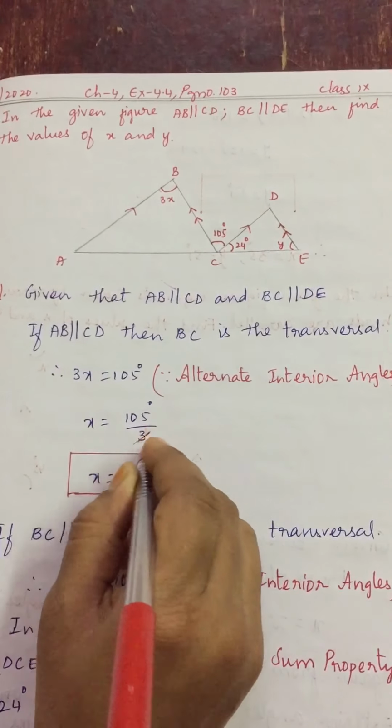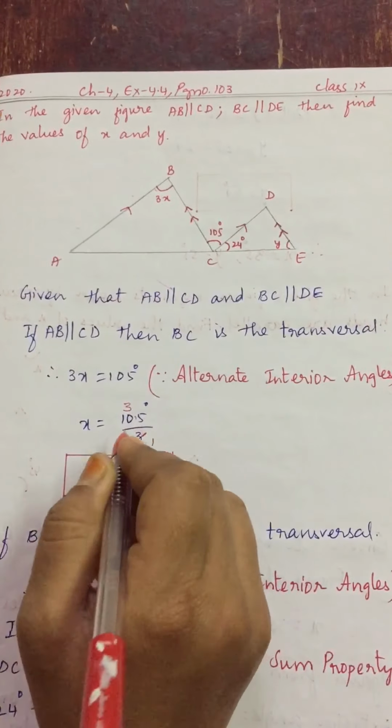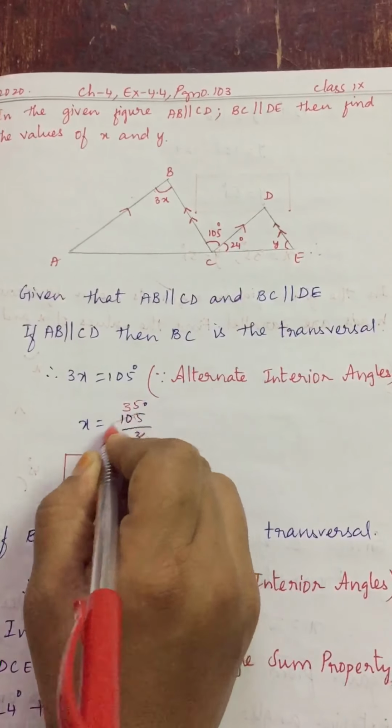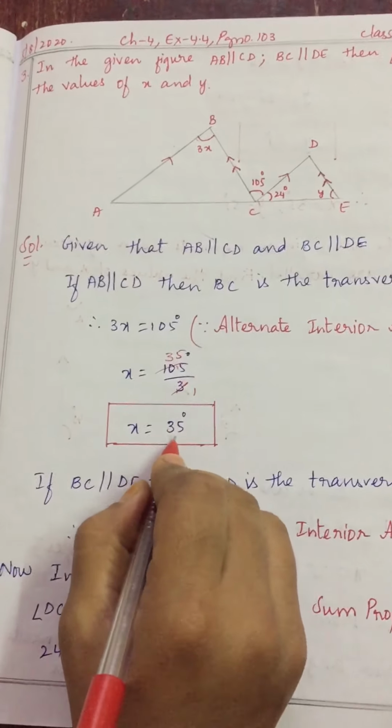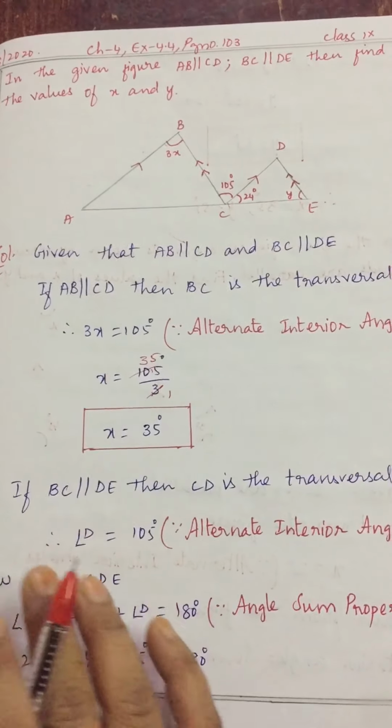So cancel the terms. 3 ones are 3, 3 3s are 9, remainder is 1, give it to 5, that becomes 15. 3 5s are 15. Clear children? So x is equal to 35 degrees. We got the x value. Now we need to find the y value.